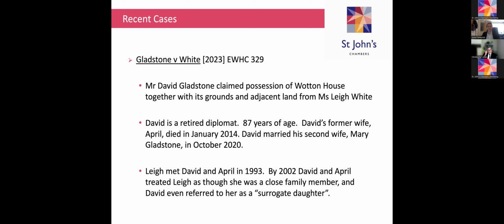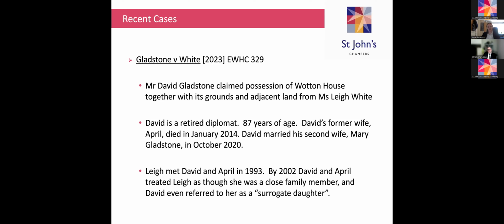David was a retired diplomat. He was, by the time of the trial, 87 years of age. He'd given a witness statement, but because of his failing health, his solicitors had called evidence to show that he wasn't capable of giving evidence. So in the event, he didn't actually give evidence at trial. His former wife, April, had died in January 2014. And David had moved shortly before or during the first lockdown to the north of England, where he subsequently married Mary, his second wife, in October of that year.